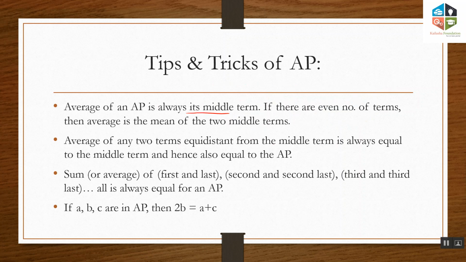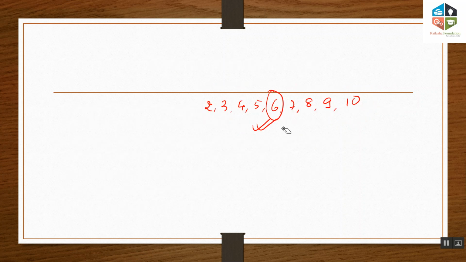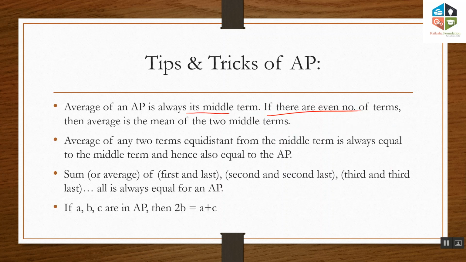You can check this: if you take the average of this sequence, then the average will always be 6. If there are an even number of terms, then the average is the mean of the two middle terms. For example, there is one more term: 2, 3, 4, 5, 6, 7, 8, 9, 10, 11. Then there are 10 terms, that is an even number of terms. So there is not one middle term, but two middle terms, and our average is 6.5. What is 6.5? 6.5 is the mean of these two middle terms, 6 plus 7 upon 2. That is 6.5.